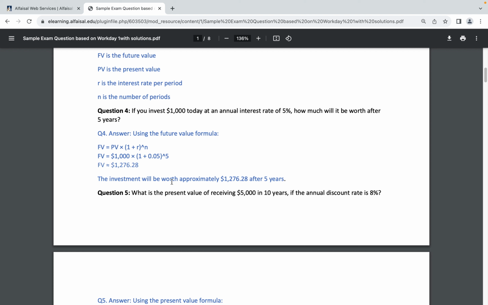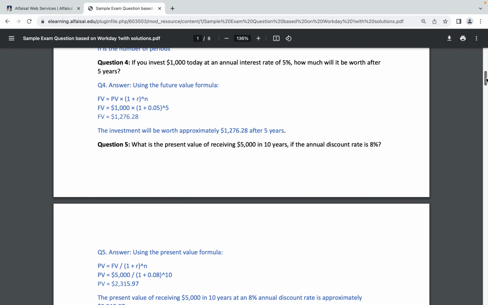Okay, now we're moving on to question 5. What is the present value of receiving $5,000 in 10 years if the annual discount rate is 8%? So where are we looking at again? So imagine the cash flows on a timeline, and you have 5,000, you're going to receive it not in 2023, you're going to receive it in 2033. So what is that worth now in today's terms?